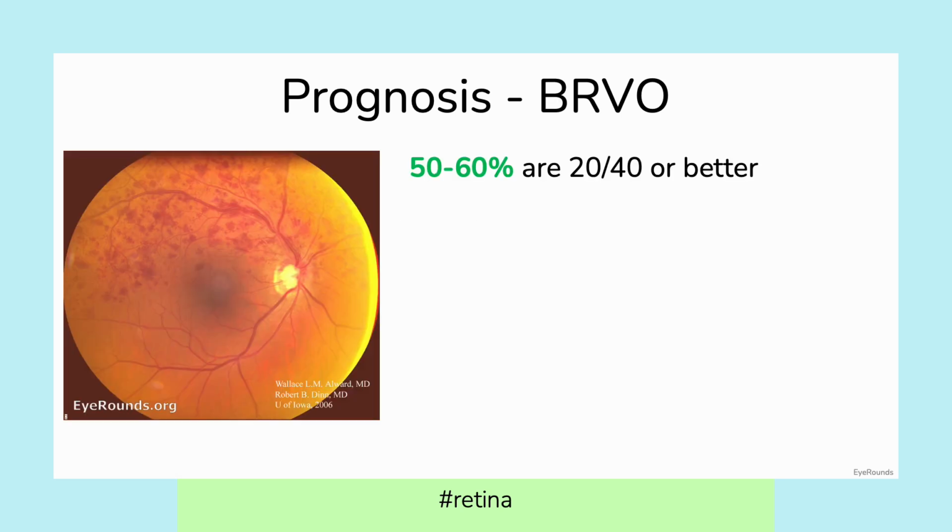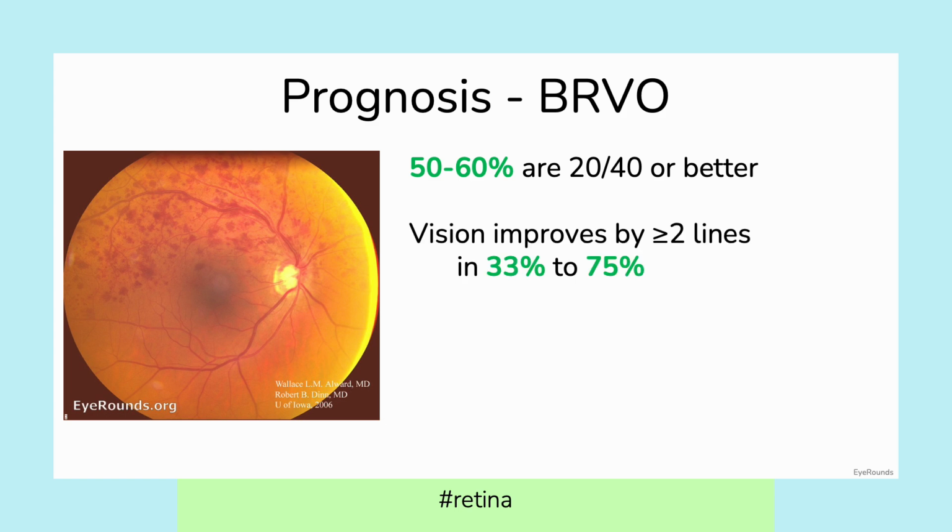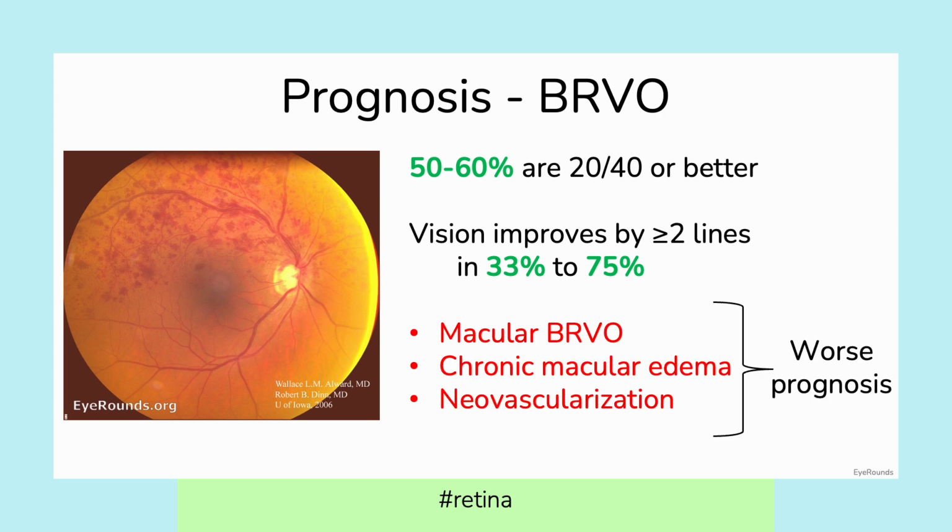Prognosis is better for BRVO. 50 to 60% of patients have a visual acuity of 20/40 or better. Vision improves in 1/3 to 3/4 of BRVO patients by at least 2 lines. Macular BRVO, chronic macular edema, and neovascularization will produce worse outcomes.